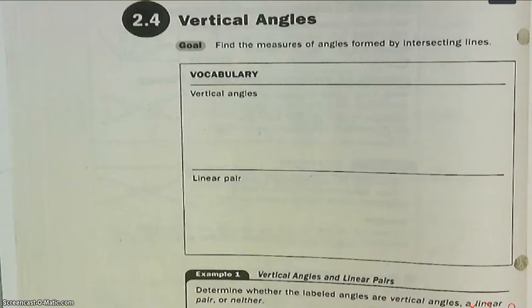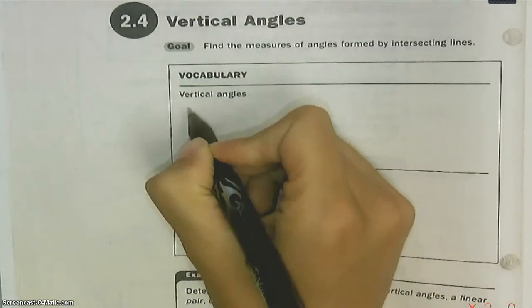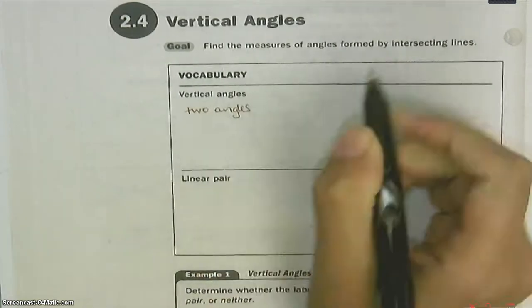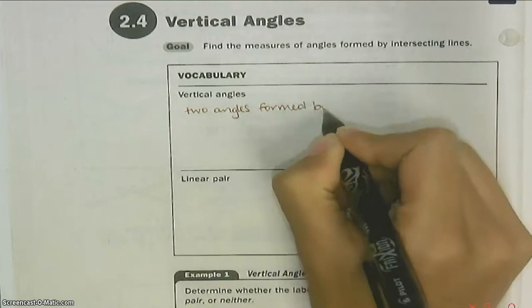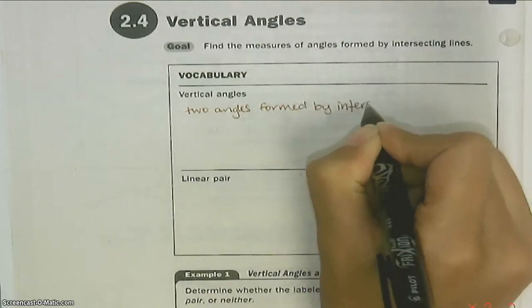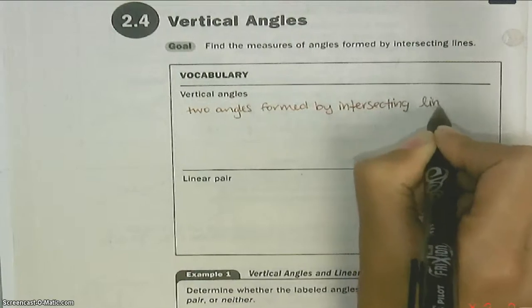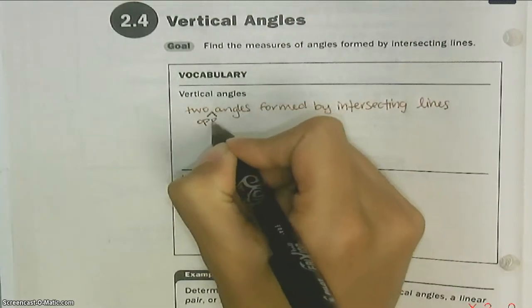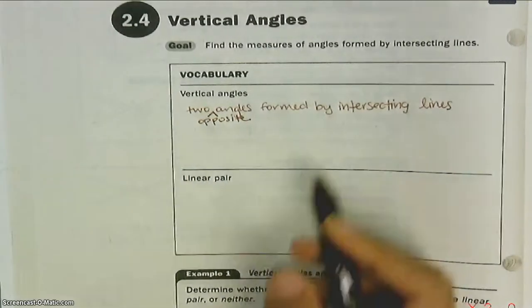Of course, before we start talking about them, we need to know what they are. So, the definition of vertical angles: two angles formed by intersecting lines. And maybe we should put in the word opposite: two opposite angles formed by intersecting lines. Let's draw a picture.